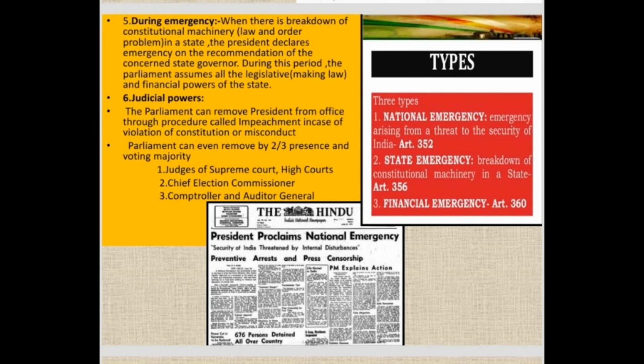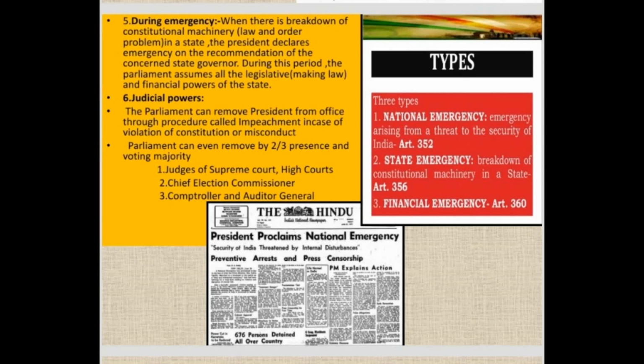Now, proceeding towards the judicial powers. With this emergency, we are ending the legislative powers of the parliament, and now we are proceeding towards the judicial powers. Judicial means that the parliament can remove the president from office through a procedure called impeachment.